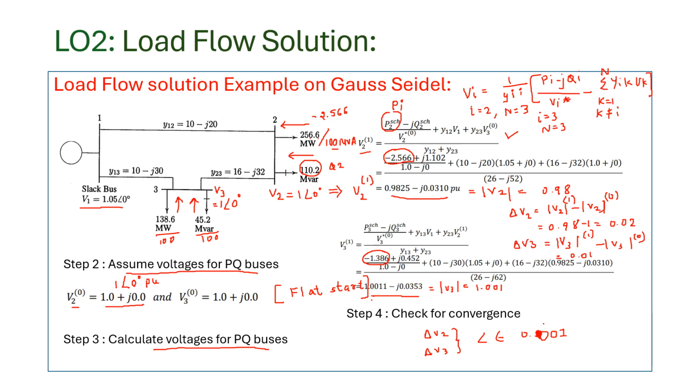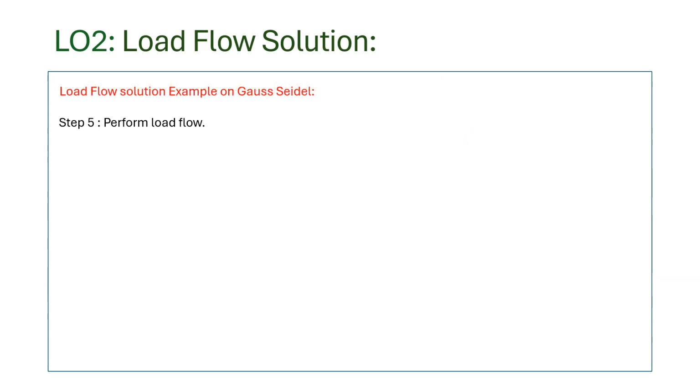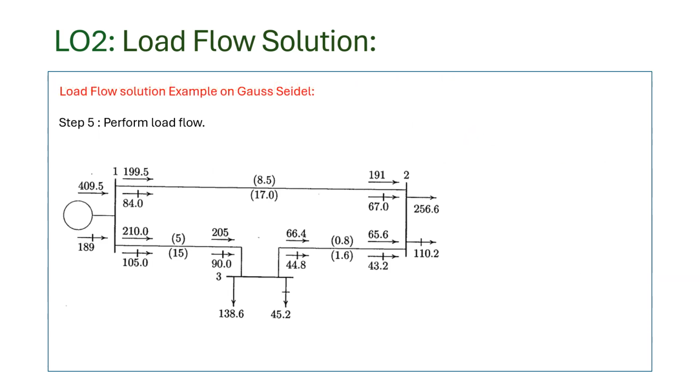I am telling you here, in step 4 we have to check for the convergence. If the difference of the voltage, the present calculated value and the previous assumed value, is less than some tolerance, then we have to stop, or else we have to go to the next iteration. Once this convergence criterion is met, then we have to go for performing the load flow.